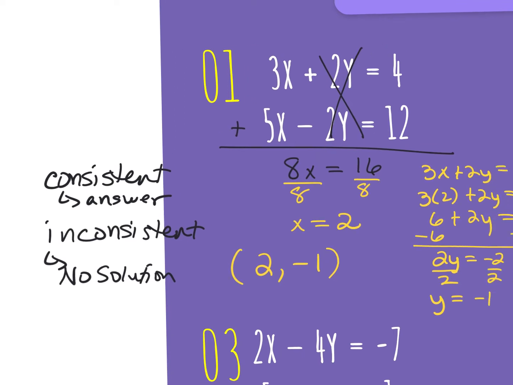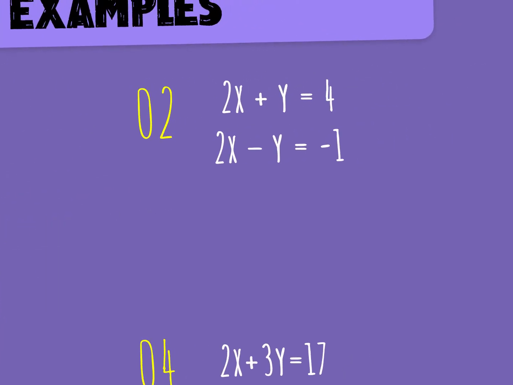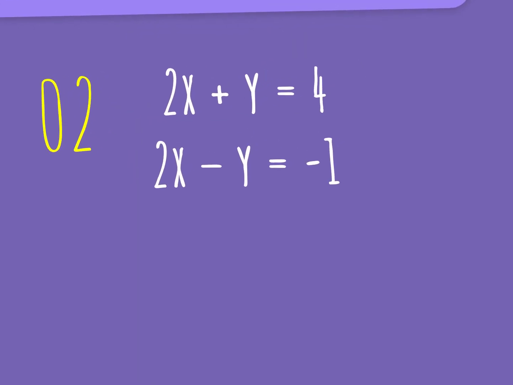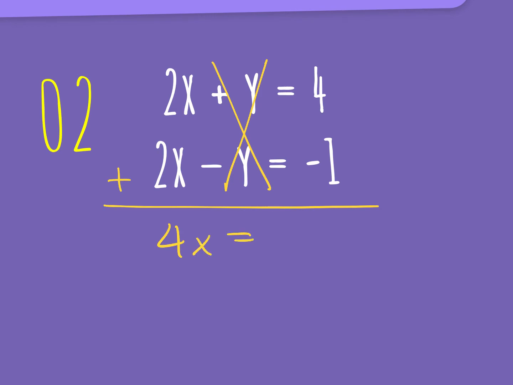Let's try the next one. Again, I'm still doing elimination. This one's also nice and pretty for me. Notice my y's are going to cancel out again because I have positive y and negative y. So I'm going to go ahead and add my two equations. I don't need to multiply by anything. The y's cancel out. 2x plus 2x is 4x. 4 plus negative 1 is 3.